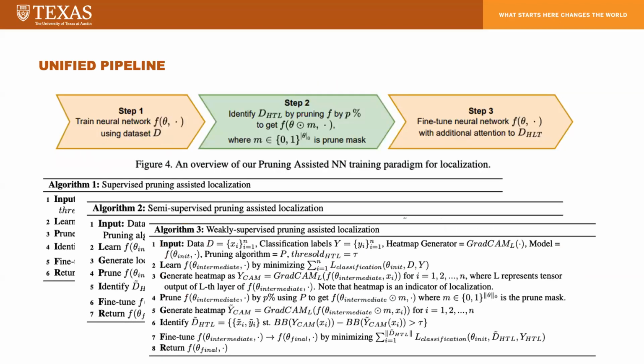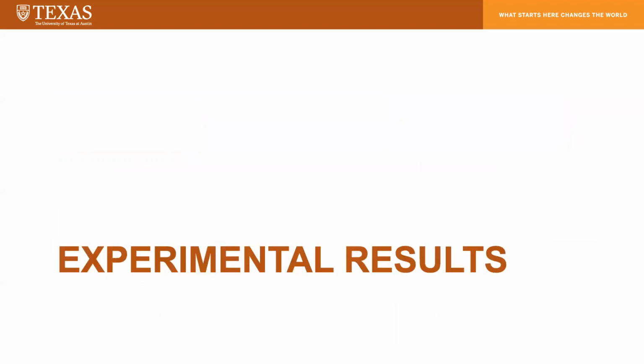Tailored to the localization task, we present three novel hard-to-learn mining strategies in supervised, semi-supervised, and weakly-supervised settings, using ground truth labels, pseudo-labels, and saliency maps respectively. We additionally show that by attending to HLTs through fine-tuning, one can significantly improve localization performance. The figure in the slide illustrates the overall pipeline of our HLT mining technique, followed by additional fine-tuning of the network to focus explicitly on those examples. In the next section, we will briefly present our results.